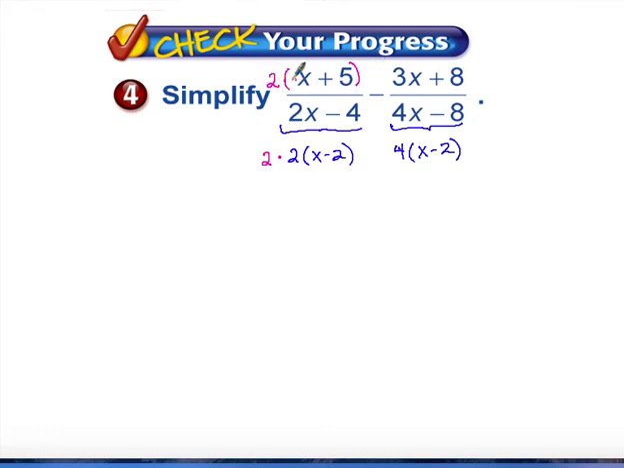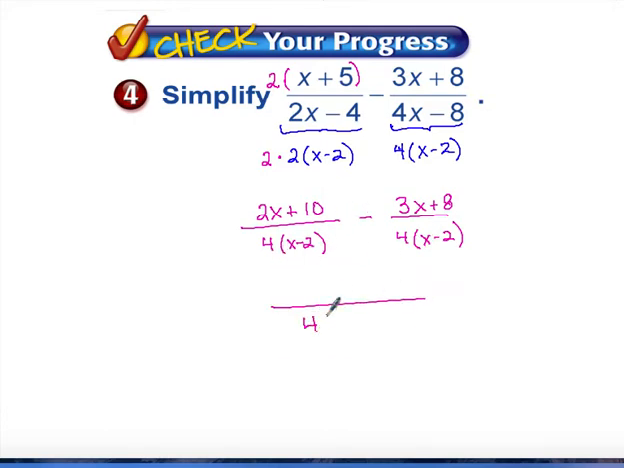Now remember, take 2 times everything on top, which will give me 2x plus 10 over 4 times x minus 2, minus 3x plus 8 times 4, divided by 4 times x minus 2. Again, my denominators are the same, so I can go ahead and perform my subtraction. But when I subtract, I have to distribute that negative to both terms. So that will give me 2x plus 10 minus 3x minus 8.